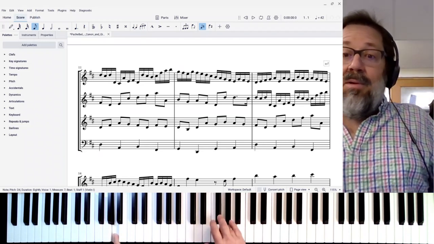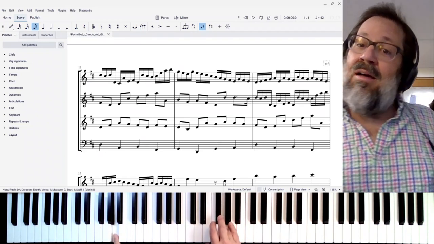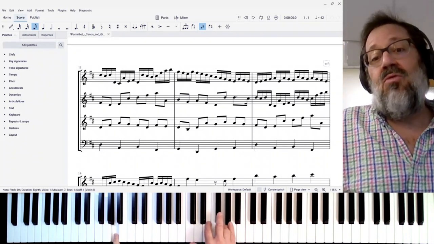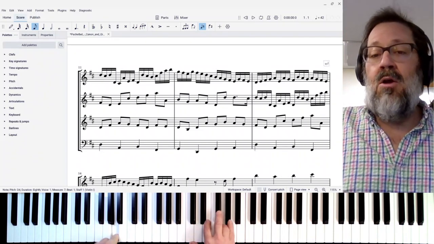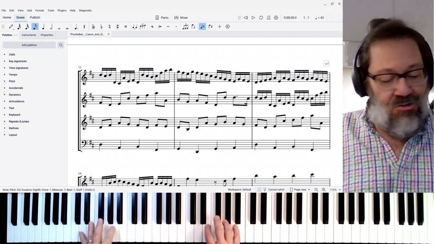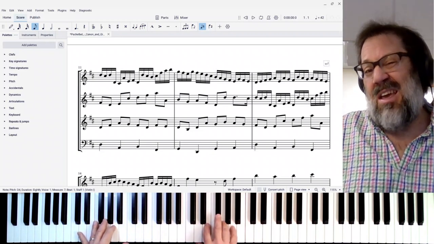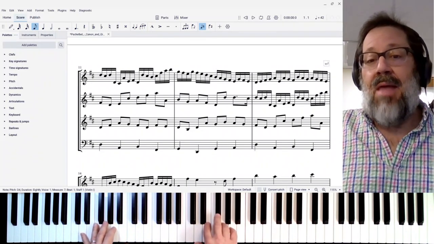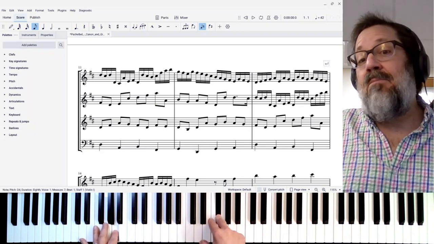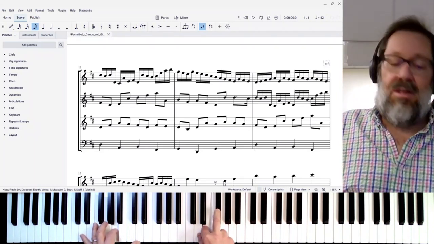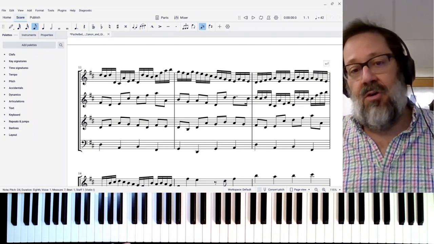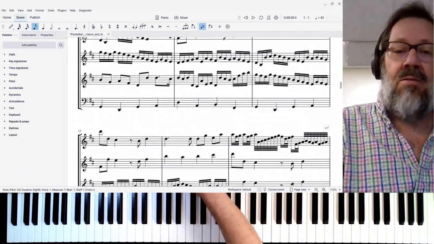Seventh again, approached by step, resolves by step to this fifth. A little leap into this dissonant seventh here. This is what we would call an appoggiatura, or we could just say that we are arpeggiating the chord, since we are now thinking about chords a little bit. That seventh, though, resolves by step to that sixth, and then a fifth, and then an octave, and so forth. So good third species counterpoint there.